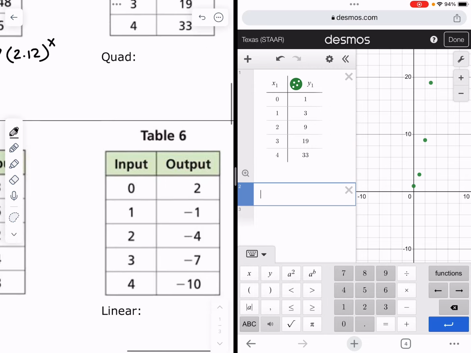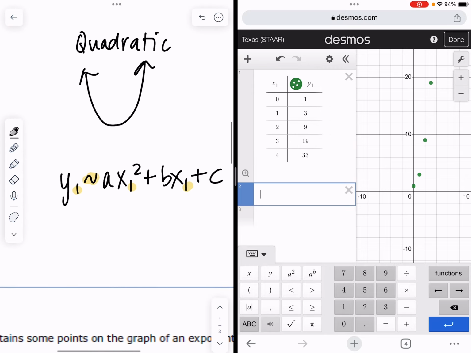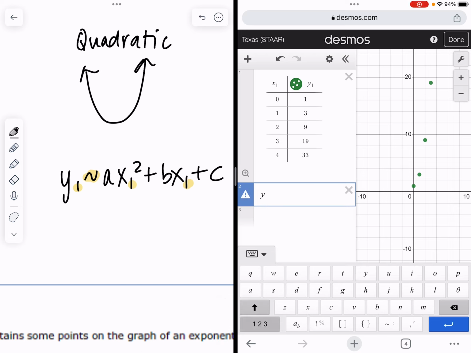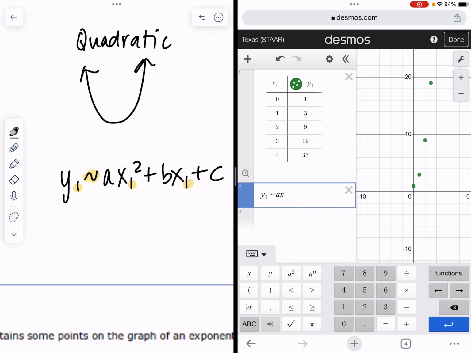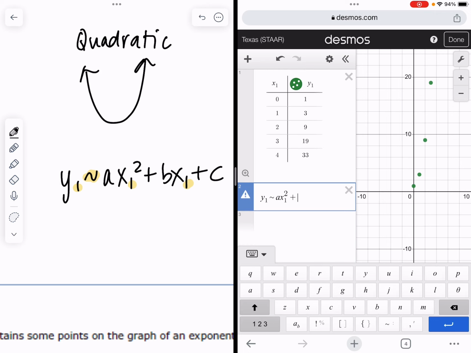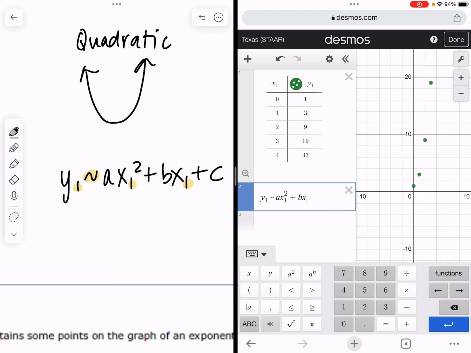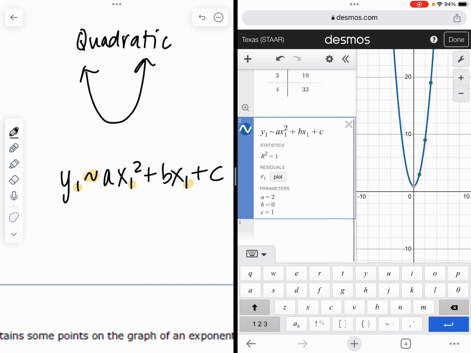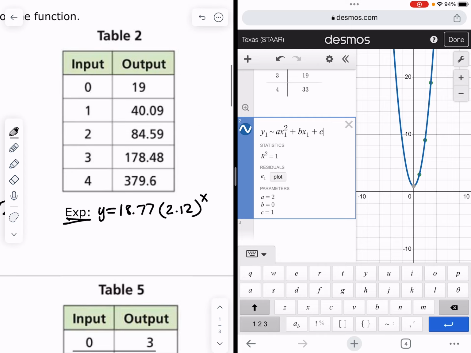Okay, and so since it says quadratic, I'm going to use the quadratic equation. So y1 tilde a x1 squared, don't forget that, plus b x1 plus c. And then my parameters are 2, 0, and 1 for the a, b, and c.